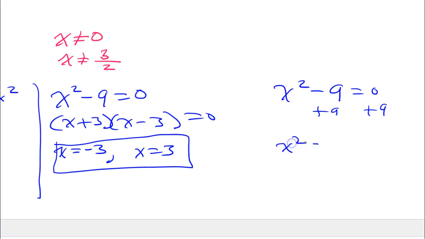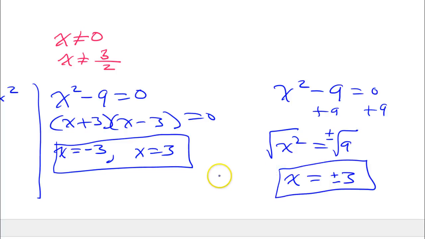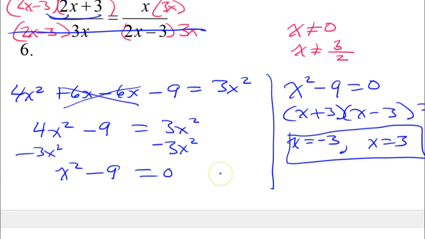Another way I could do it is I could move the 9 to the other side. So now I have x squared equals 9, and then I would take the square root of both sides. Now, if I'm not careful, I'm just going to put x equals 3. And it's like, wait a minute, before I had 2 answers, now I only have 1. That's because I've forgotten that whenever I take the square root of both sides, I'm going to have 2 solutions, plus or minus. So once I put plus or minus 3, then I see that that's the same thing. Okay, so that is how you would do number 6.